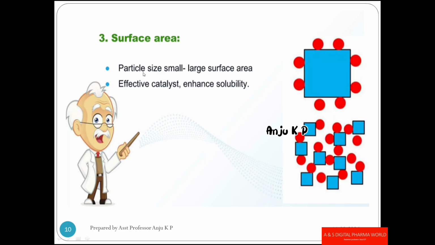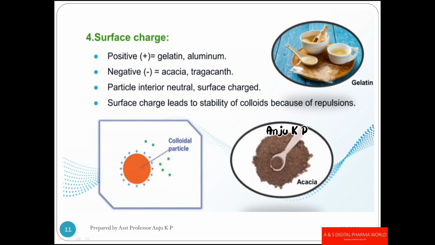Next, surface area. With a small particle size, the surface area is large, which makes an effective catalyst and enhances solubility. Then comes the surface charge. Surface charge relates to stability. Positive examples are gelatin and aluminium. Negative examples are acacia and tragacanth. The particle interior is neutral and the surface is charged. Surface charge leads to stability of colloids because of repulsion.